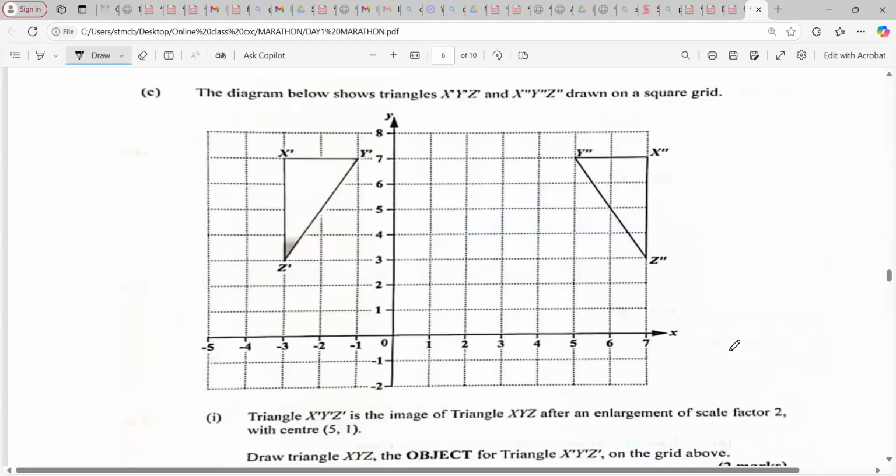It said the diagram below shows triangle X1 Y1 Z1, which is this. And they said this is the image of triangle XYZ after an enlargement of scale factor 2 with center 5, 1. Draw triangle XYZ, the object for X1 Y1 Z1, on the dot grid above, with the center of enlargement at 5, 1.